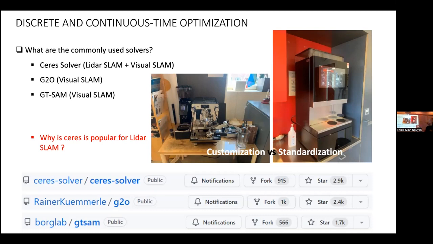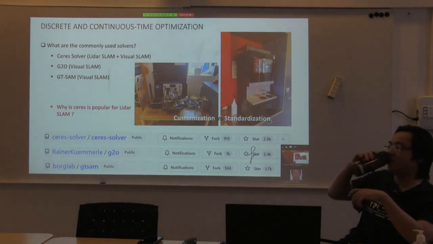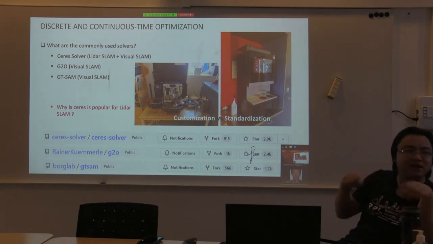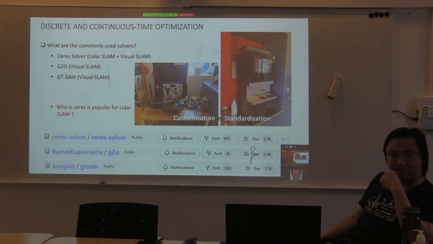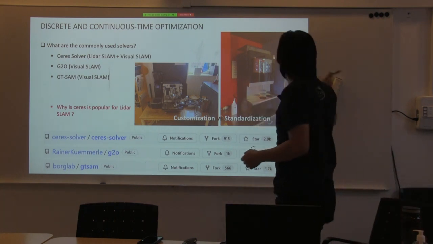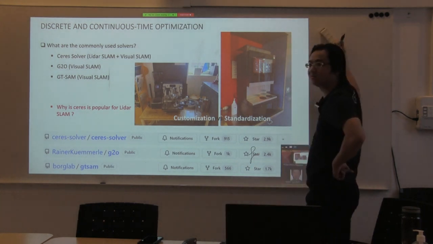And to the best of my knowledge, I see that people use Ceres for LiDAR and visual SLAM. For g2o and GTSAM, mostly only visual SLAM. Do you have any experience? I have experiments on GTSAM in planning, but not in that. So why is Ceres compatible with LiDAR? Visual features, and it doesn't matter really. Yeah, you're close.